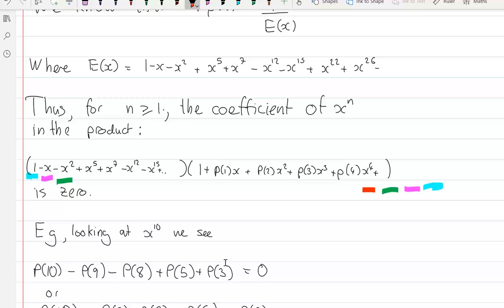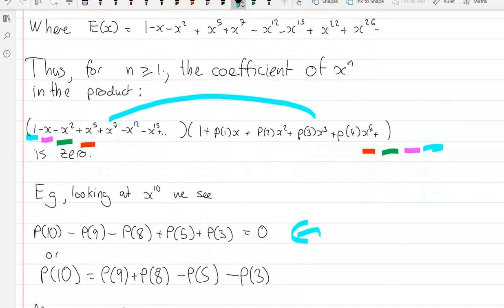and you could pair that up. You could take p5 x to the 5 and combine it with this plus x to the 5. And that would give you plus p5 x to the 10. And the only other one you'd need to worry about would be this x to the 7 with p3 x to the 3. All of those together give 0, as we've seen here. So rearranging to make p of 10 the subject, we see that p of 10 is p of 9 plus p of 8 minus p of 5 minus p of 3. This is a little recurrence relation that allows us to generate the next partition number from the preceding ones.